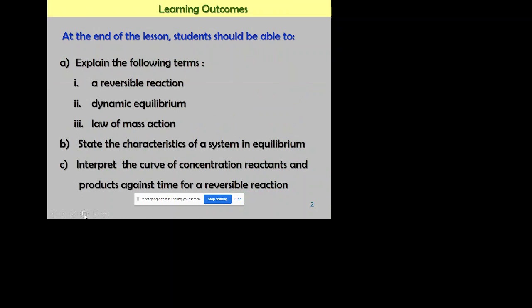Okay, so this is learning outcome untuk 6.1. Kita akan tengok reversible reaction, dynamic and law of mass of action. And then state the characteristic of system in equilibrium ni kita akan tengok nanti, and curve, concentration of reactants. So there is a graph yang you might kena buat. So question usually akan sketch. So remember kalau sketch you only have to draw cantik-cantik, bukannya kena guna graph paper lah.